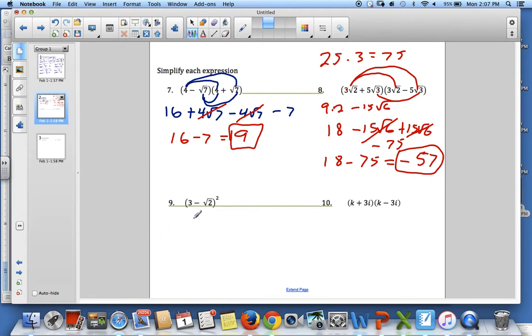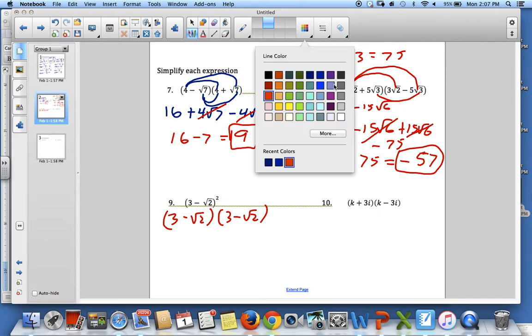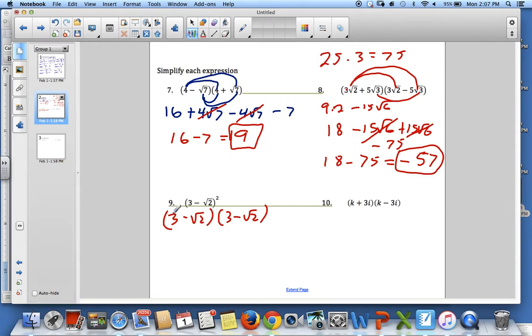So let's look at this one here. We got to write this twice. 3 minus the square root of 2 times 3 minus the square root of 2. Do FOIL. 3 times 3, that's 9. 3 times negative square root of 2 is minus 3 square root of 2. And then negative square root of 2 times 3 is minus another 3 square root of 2.